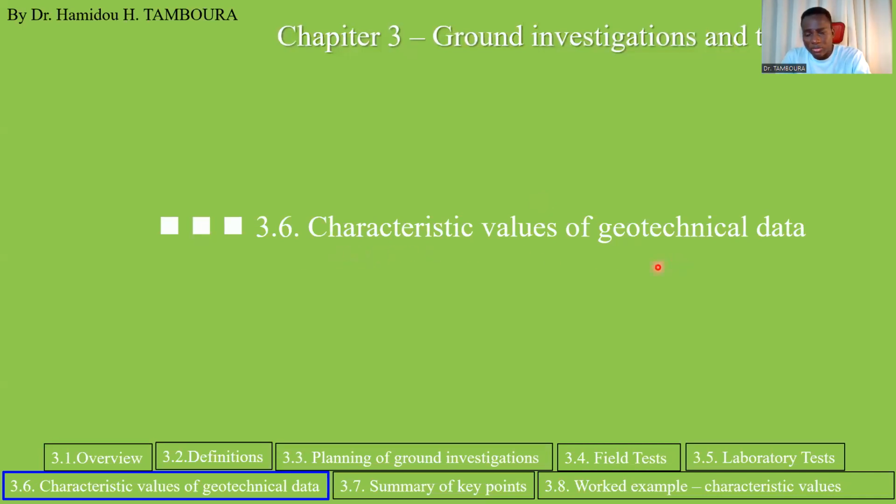The most important part of this video, maybe even this chapter, is this part. The characteristic value of geotechnical data. How do you decide on characteristic value? In the previous video, we talked about derived value and characteristic value. So the characteristic values are obtained from derived values and some other consideration of the project and soil on the construction site.